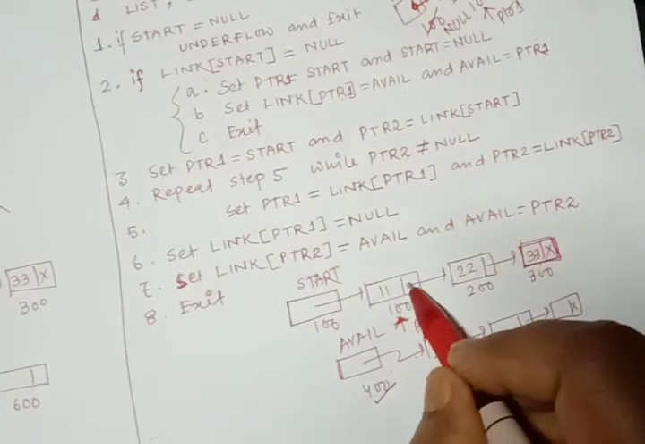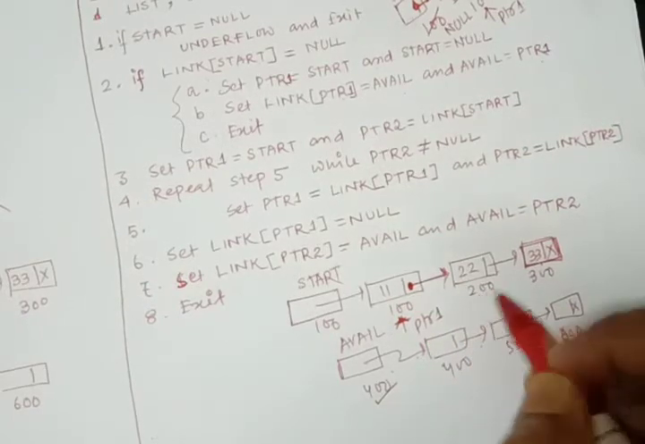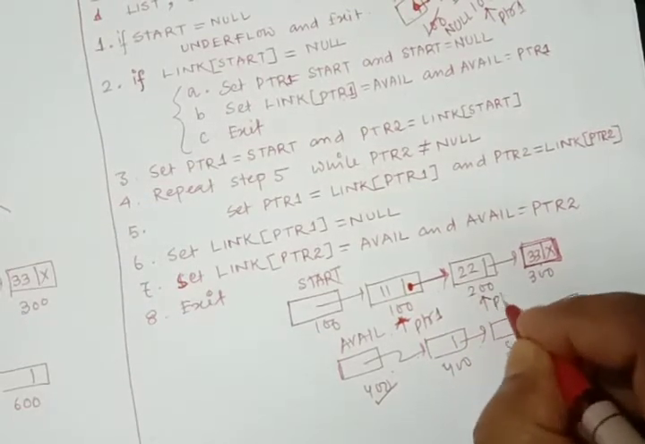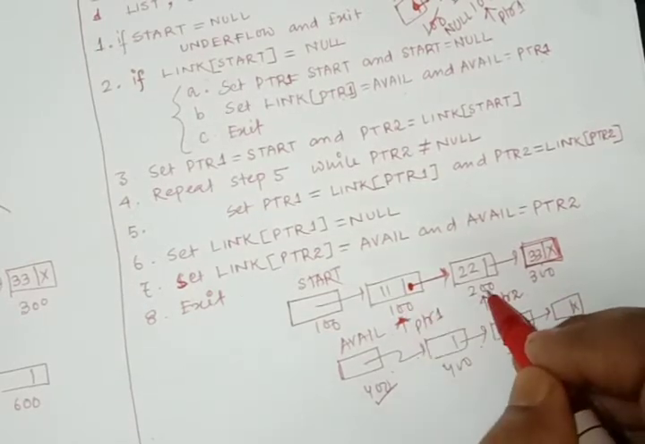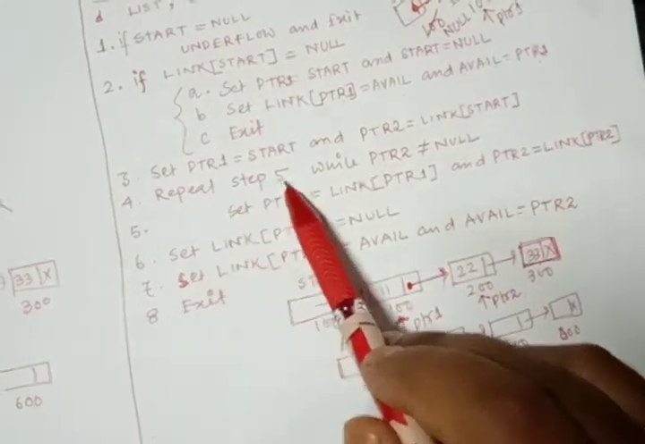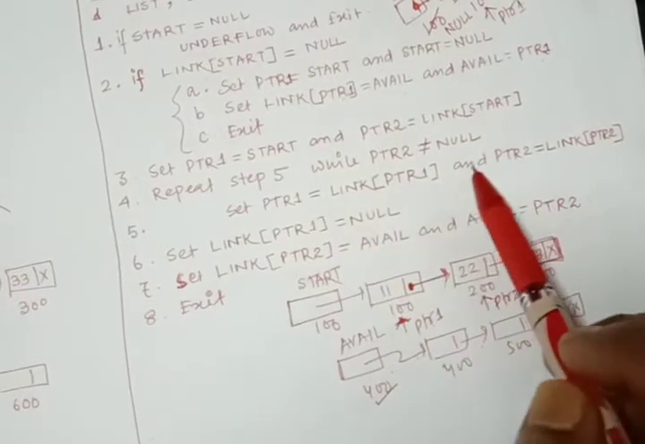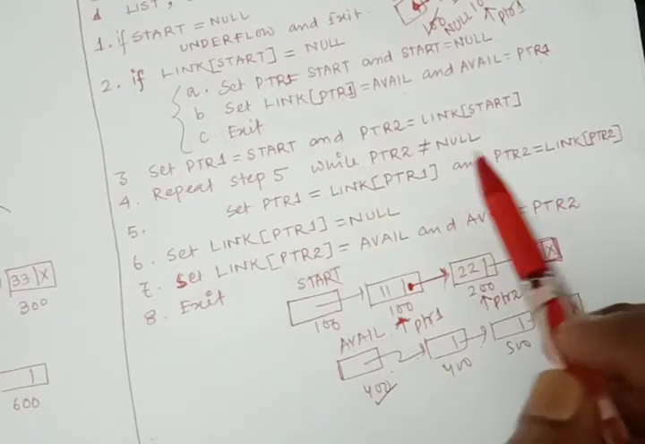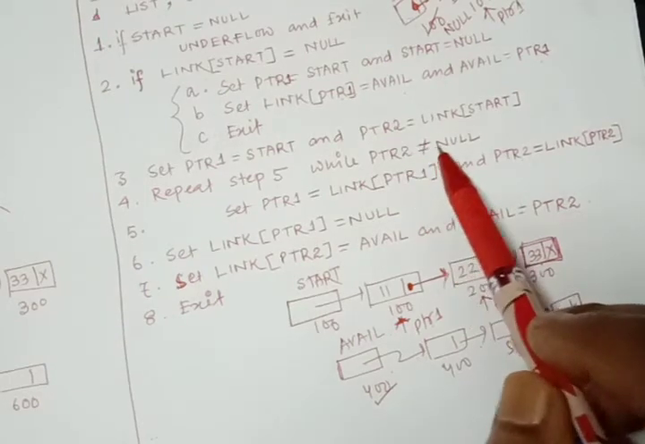So link of start is what? Link of 100, and link of 100 is 200. So this ptr2 resides here. So the value of ptr1 is 100 and value of ptr2 is 200. Now step 4, repeat step 5 while ptr2 not equal to null. So these two steps will execute while ptr2 not equal to null.